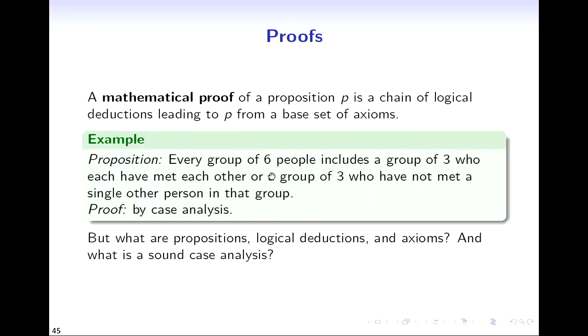This is a nice fact and simple proof, or maybe not so simple, but proof that can be done step by step, is by case analysis. You just pick the first two people and then you make assumptions. Either they have met before or they have not.